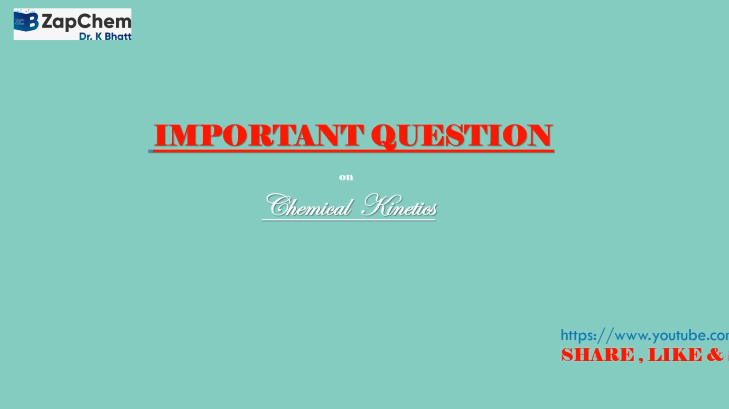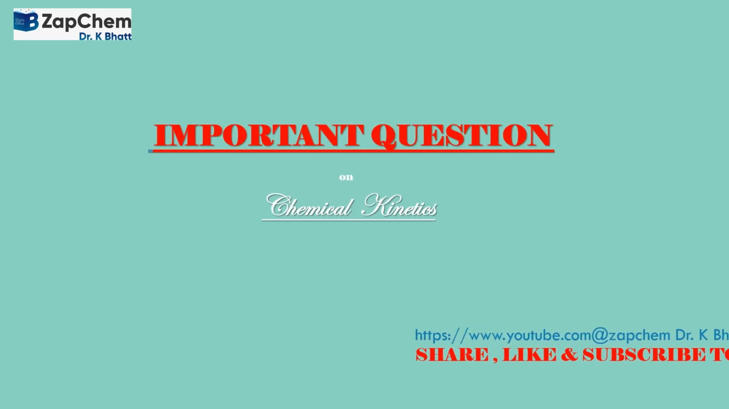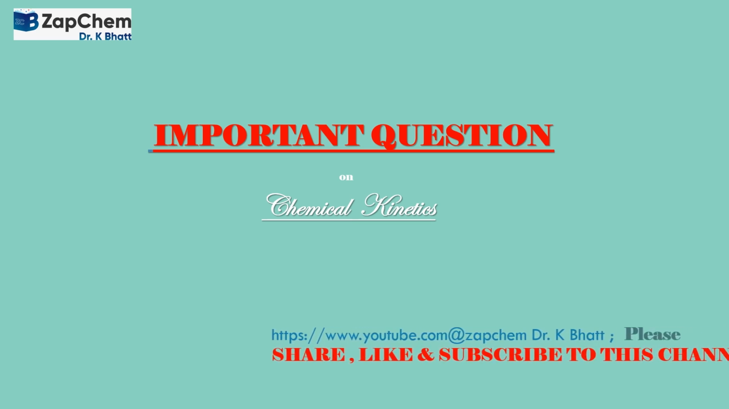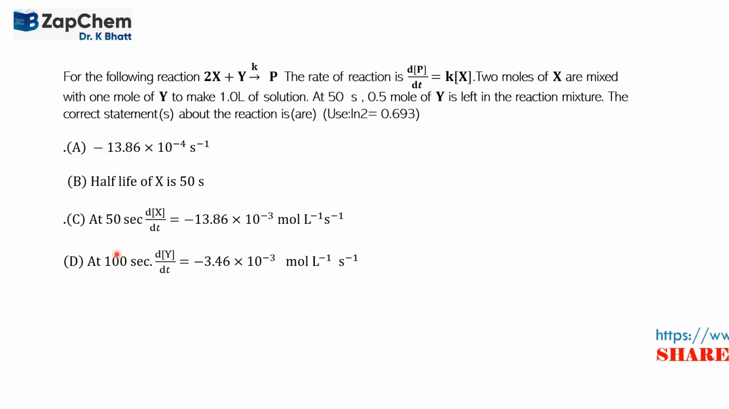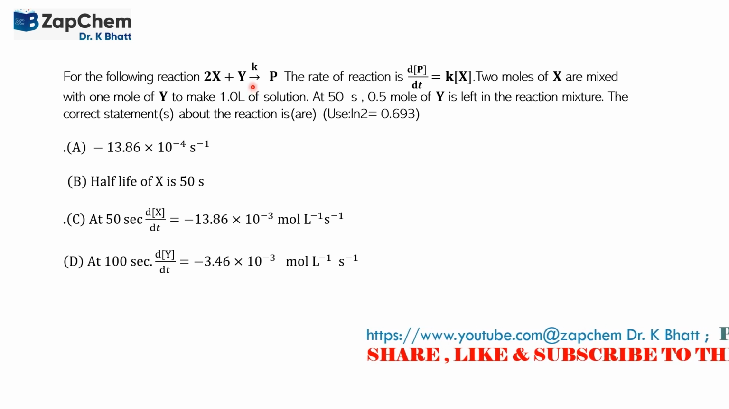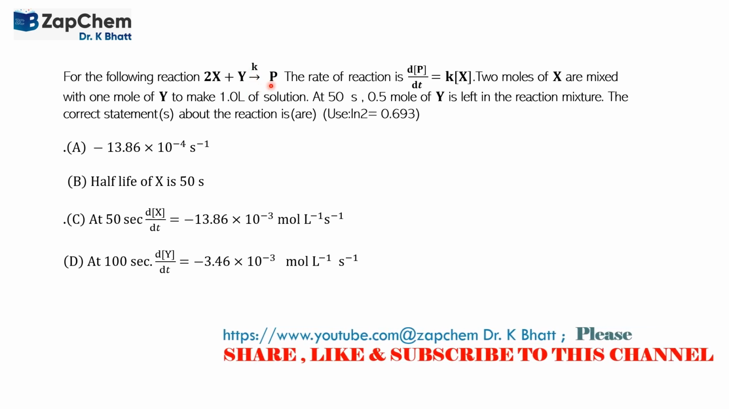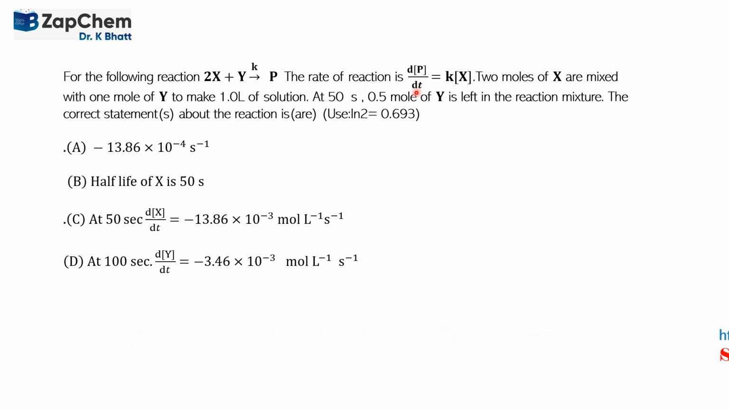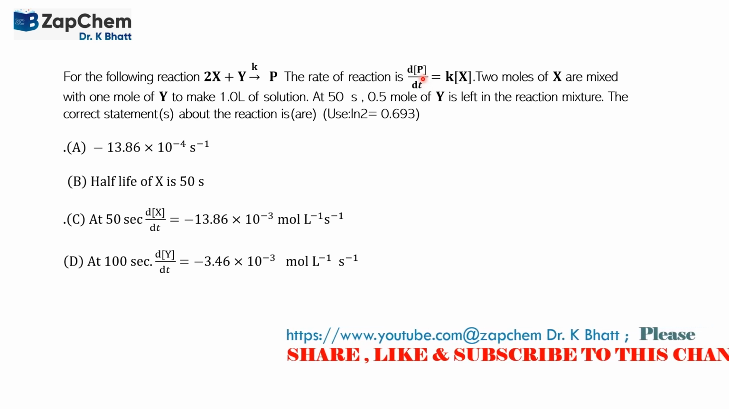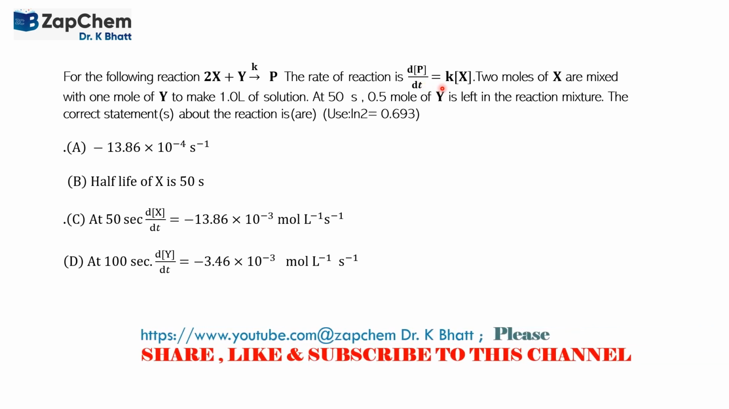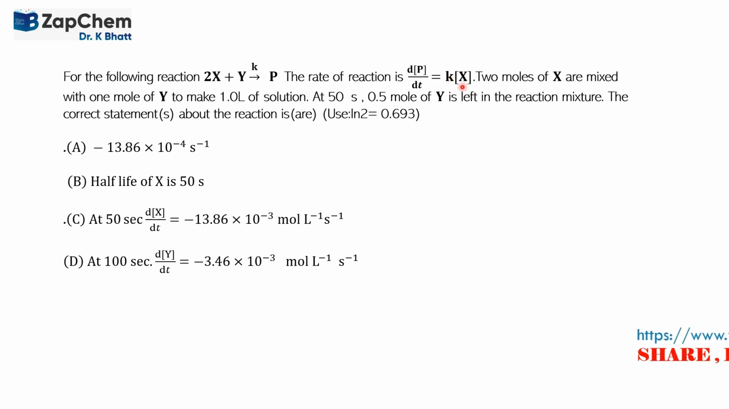An important question on chemical kinetics. The question is, for the following reaction, 2X plus Y, with rate constant K, gives the product P. The rate of the reaction is d[P]/dt. If it represents a first order reaction, it is equal to K multiplied by the concentration of X. This is important for us.